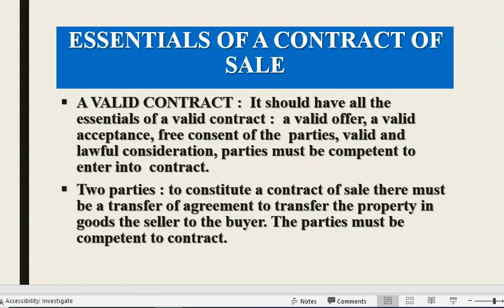What are the essentials of a valid contract? They should be present in the contract of sale. There should be two parties, one party should be the seller and the other party should be the buyer. To constitute a contract of sale, there must be a transfer, or an agreement to transfer, the property in the goods from the seller to the buyer. The parties must be competent to enter into a contract.